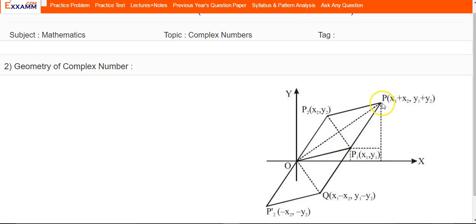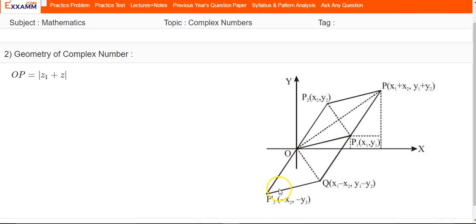Now let us see whether this is equal to OP1 plus OP2 as well. Now what are the coordinates of P? The x coordinate would be this distance if we draw vertical, and what is this one? It is this distance plus this distance, and this distance is the x2 coordinate of P2. So it is x1 plus x2. And similarly, P1 is y1, so this distance is y2, so this distance is y1 plus y2. So the coordinates of P are x1 plus x2 comma y1 plus y2.